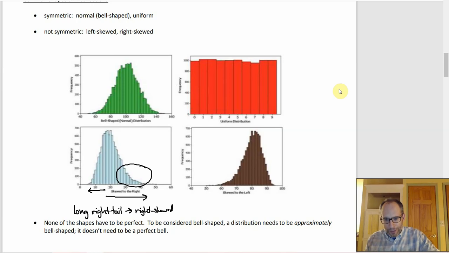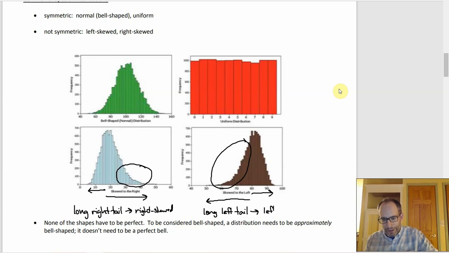And then over here, let's see, the peak's about there. So left tail goes over that far, right tail goes way over there, right to about 50. So this one, long left tail, right? So long left tail is left skewed.